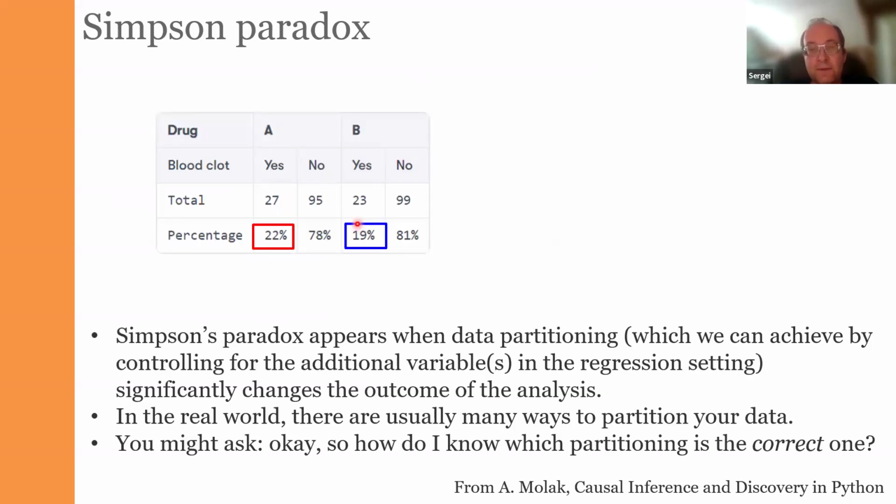It can be very bad in other examples. So this is another example of the Simpson paradox in medicine. So imagine that we have drug A and drug B, and we try to figure out whether this drug will induce blood clots. As you can see, drug A produces blood clots in a larger number of cases.